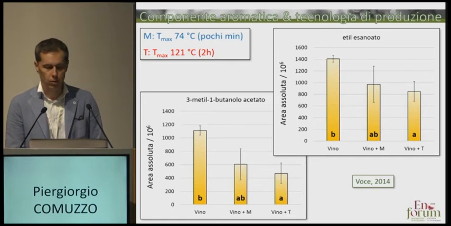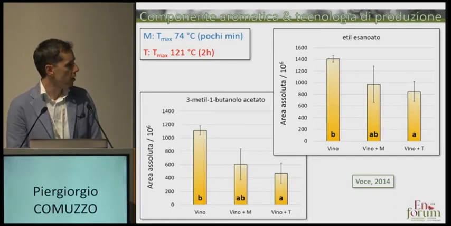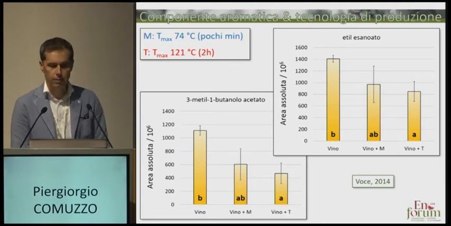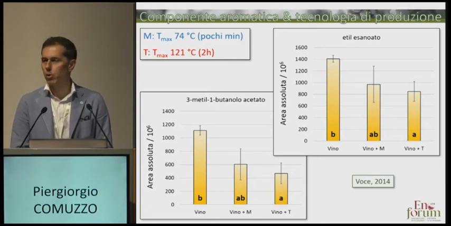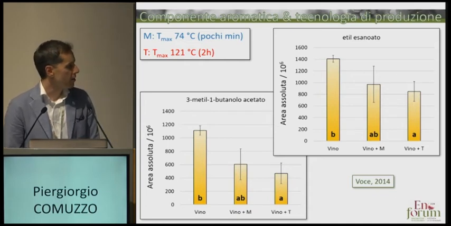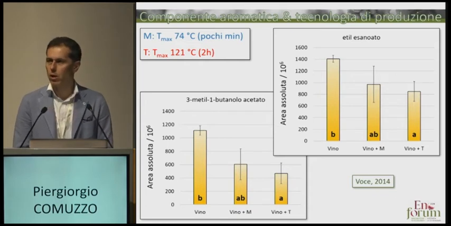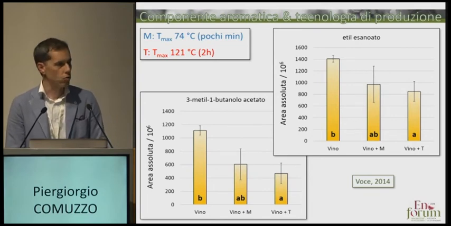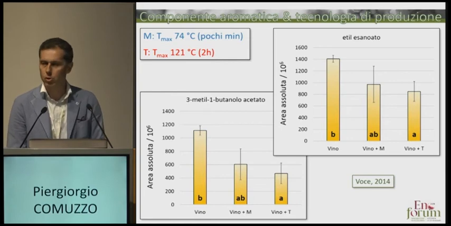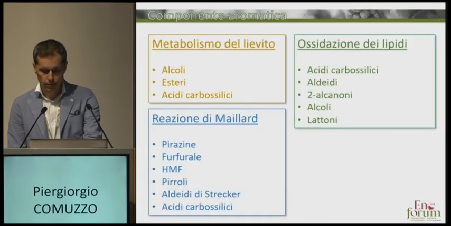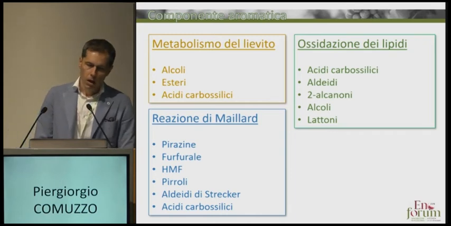Interaction with the insoluble component. Here we have 2 different derivatives, one that is mechanical and the other obtained thermally, and 2 of the most important fermentation esters, ethyl hexanoate and ethyl acetate. You can see that in both cases you have a reduction, but the one that has been obtained thermally with higher process temperatures leads to a more pronounced reduction.